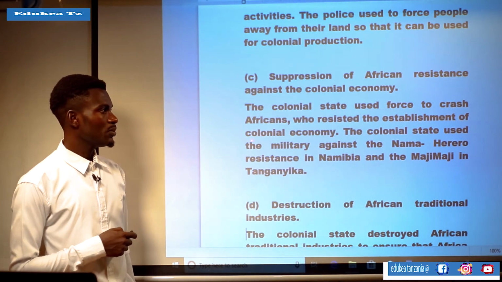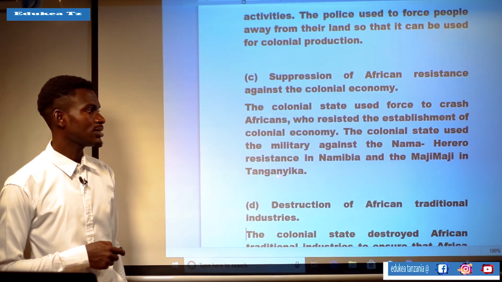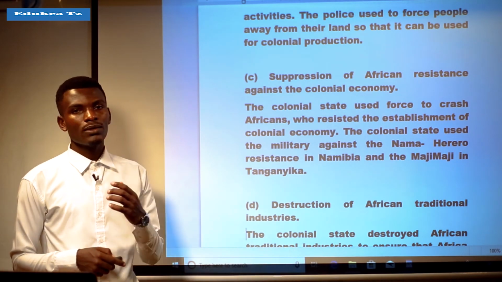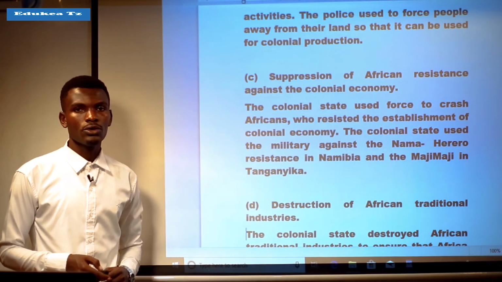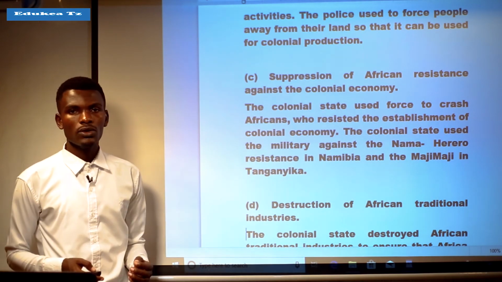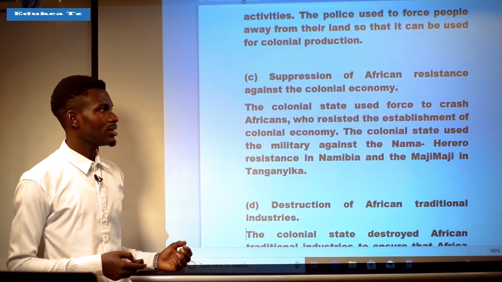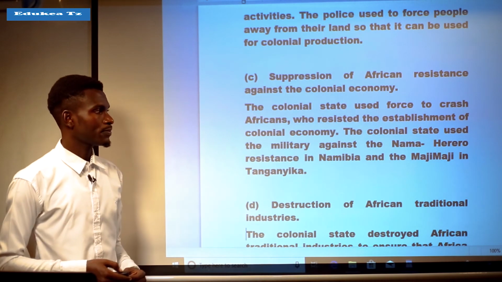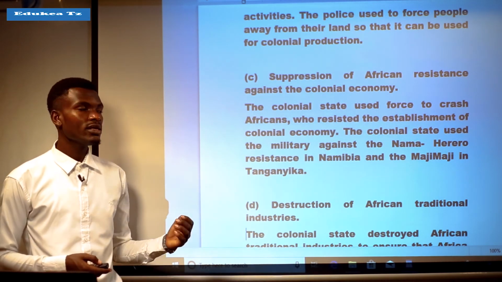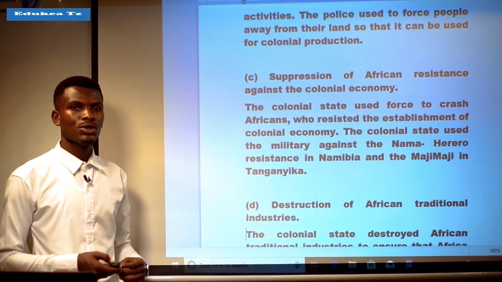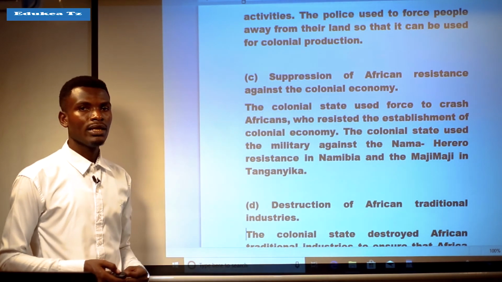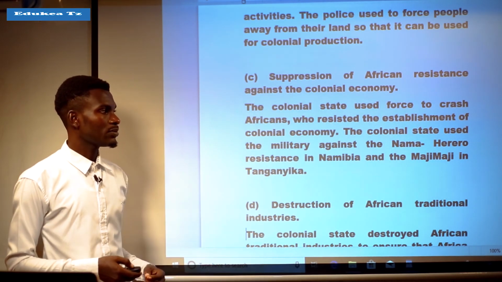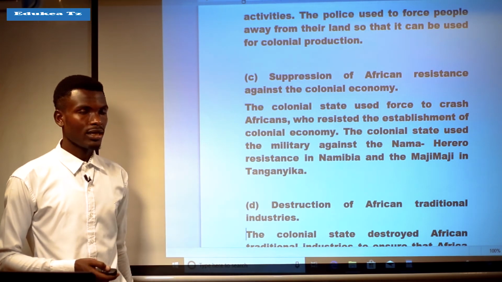The colonial state used the military against the Nama and Herero resistance in Namibia and the Maji Maji in Tanganyika. It means that during the suppression of African resistance against the colonial economy, the colonial state used force to crush or eliminate the Africans who resisted the establishment of the colonial economy. And the colonial states used the military against resistance like the Nama Herero resistance in Namibia and the Maji Maji resistance in Tanganyika.